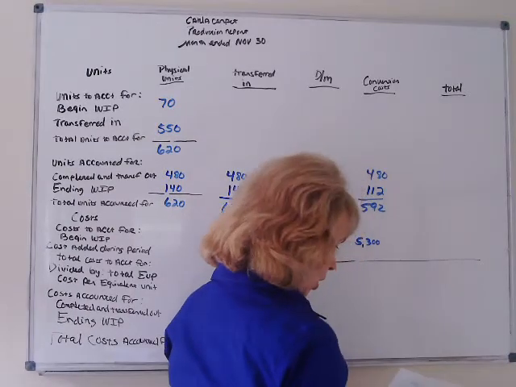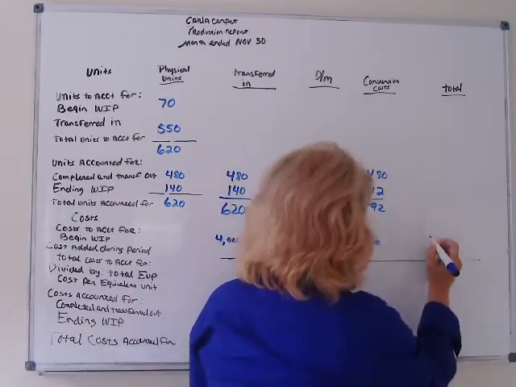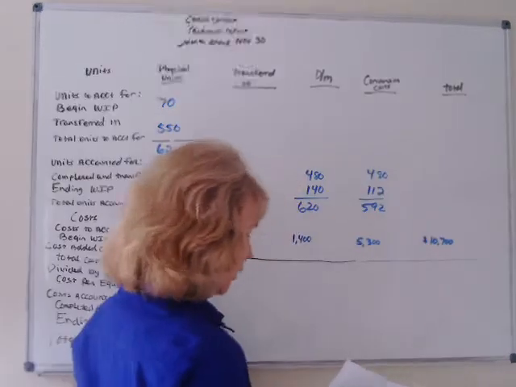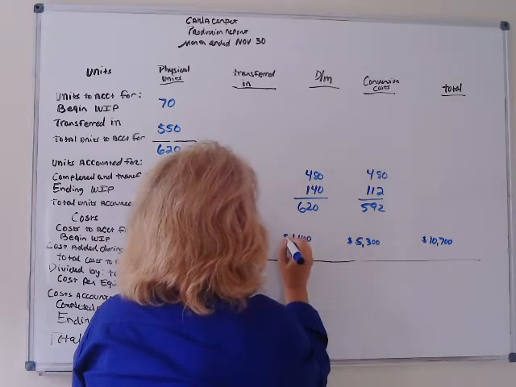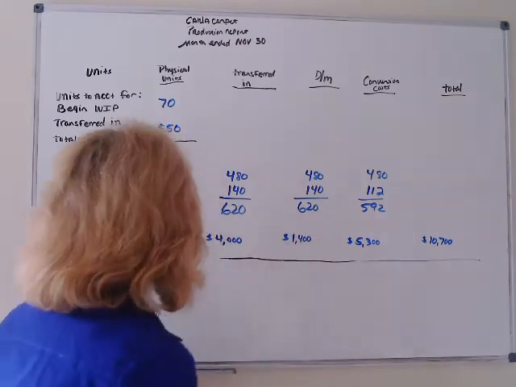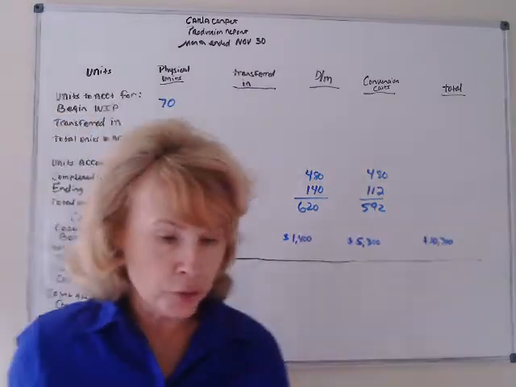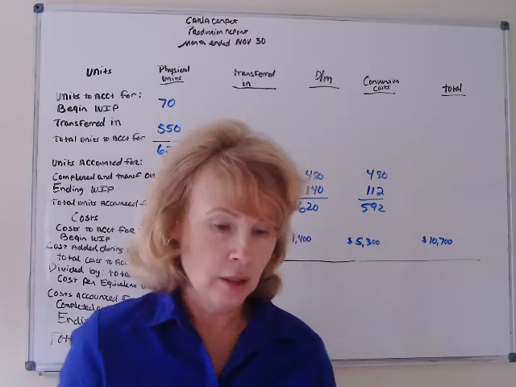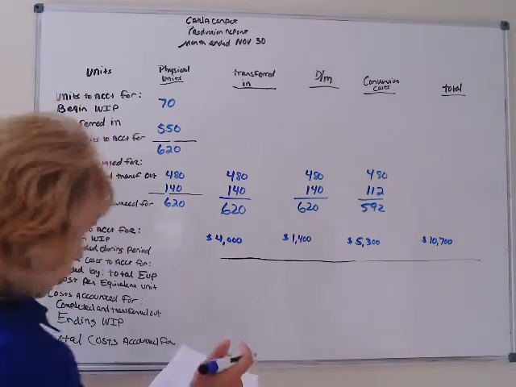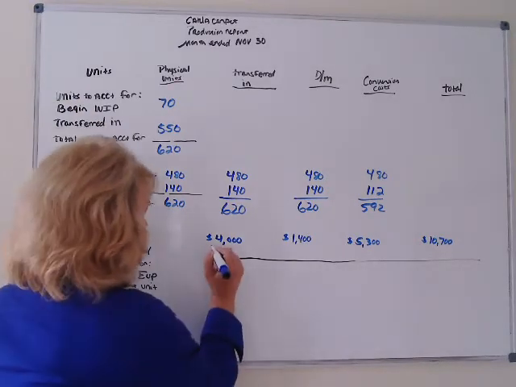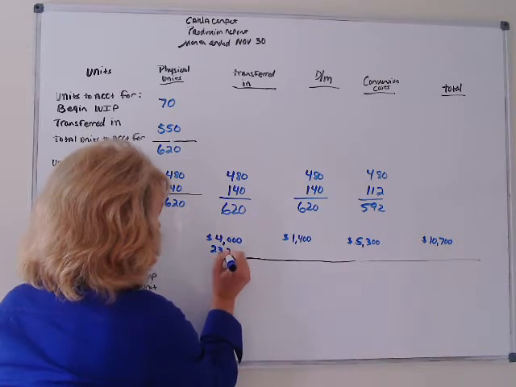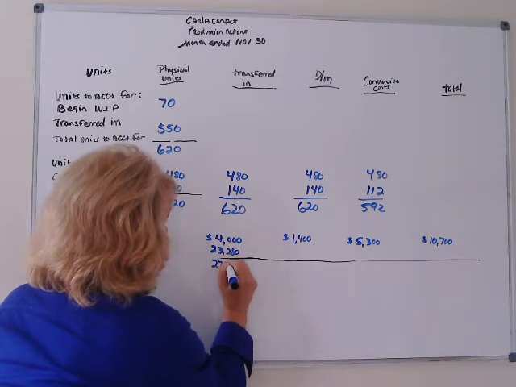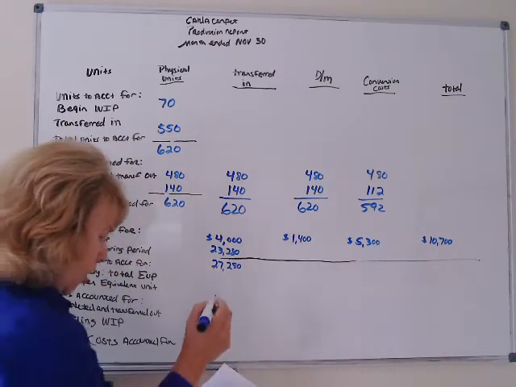Okay, this one we will have a total cost. So total cost we will total right here, all the way across, and that is $10,700. That is a dollar figure. Now costs added during the period. Again, I look in the problem. My costs added during the period are $23,280 for transferred in. Let me save time and total that. That is $27,280. That is a dollar figure.